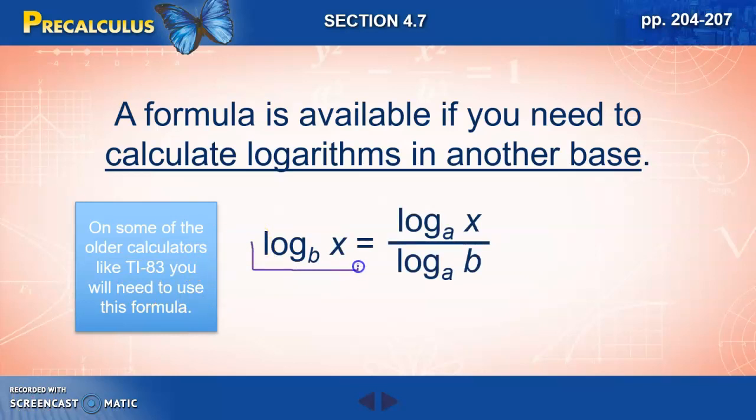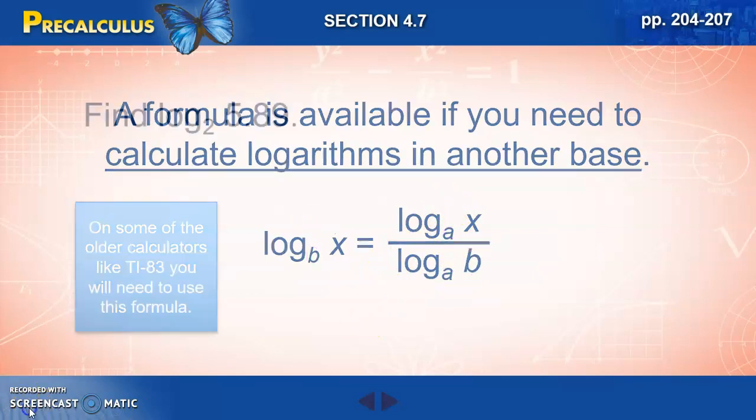Let's say this is what you're trying to convert. This b right here, this base, is not 10. You need to change it to 10 so that you can put it in your calculator. And in order to do that, we take the log of our argument and we divide it by the log of our base. This is going to be the base that we're trying to convert it to. If we're trying to convert it to 10, then that would be 10.